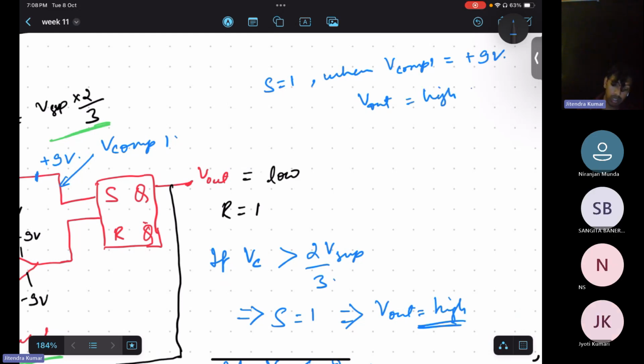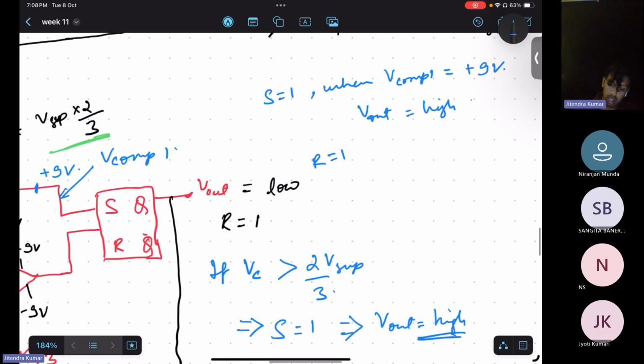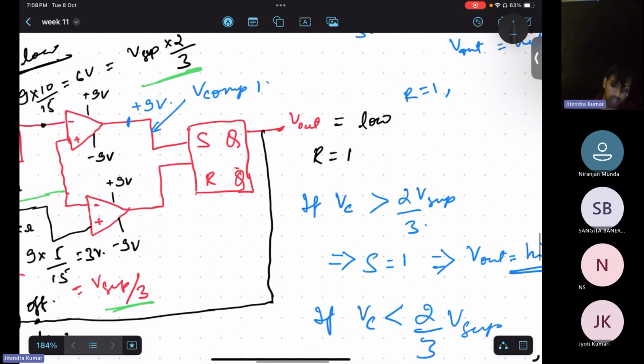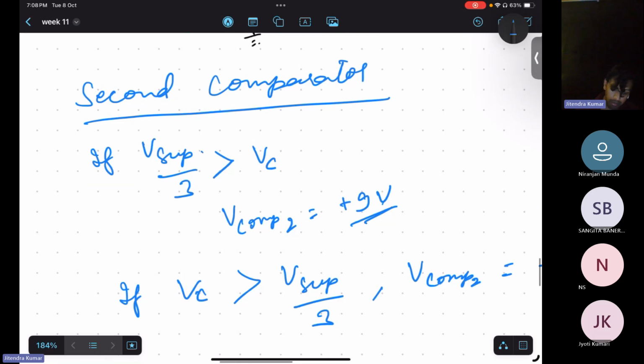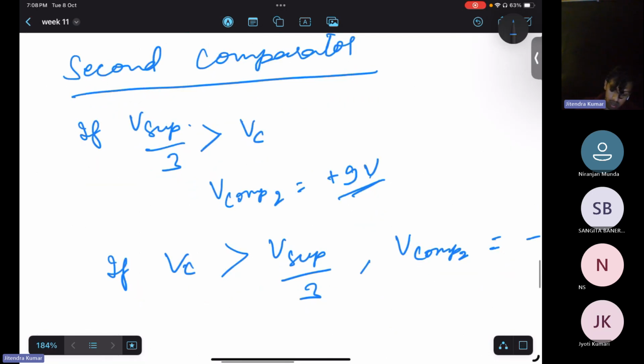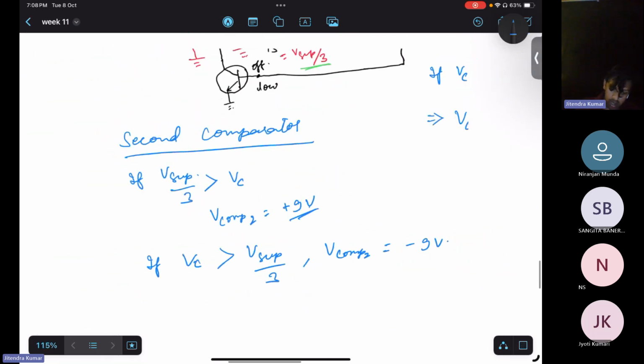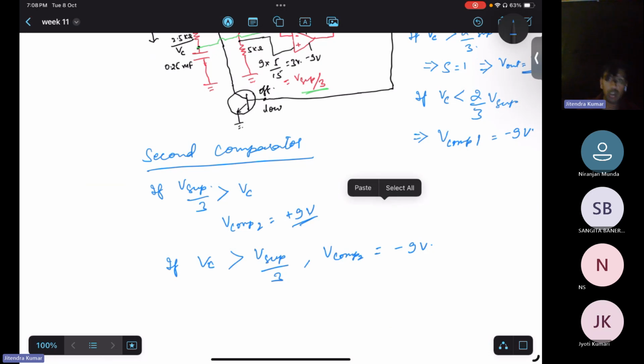The second terminology is output will be low when R is equal to 1. It means it will reset at that point. So R will be equal to 1. So at R equal to 1, what is the value of comparator 2? This is when R is equal to 1, when Vc is less than Vcc by 3 or V supply by 3. This is when R is equal to 1. Any doubt in this point?